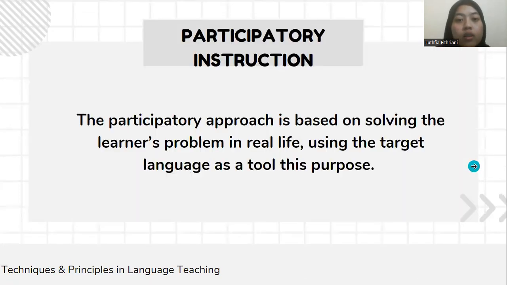Participatory approach. The participatory approach is based on solving the learner's problems in real life, using the target language as a tool for this purpose. So the goal of this method is to help the student to understand the social, historical, or cultural forces that affect the students' lives.